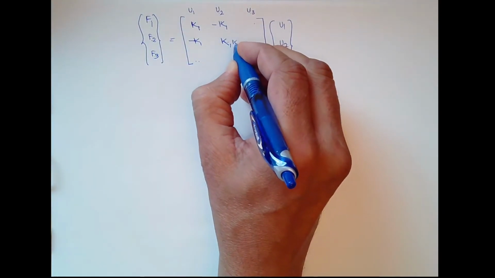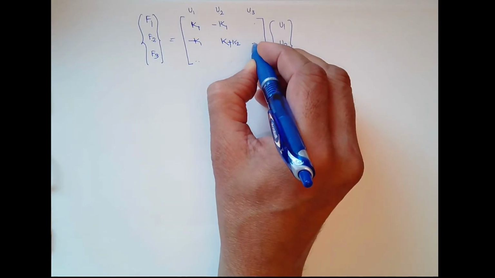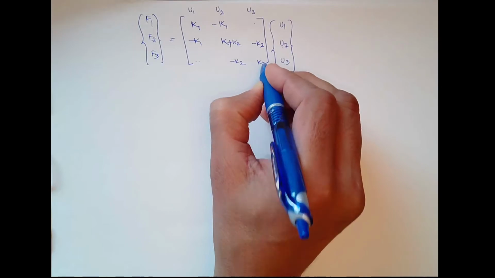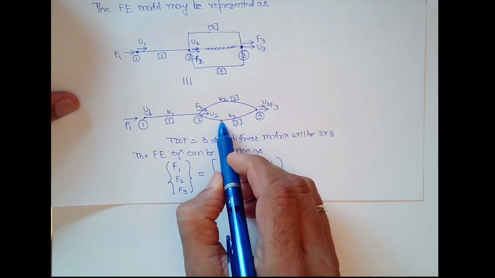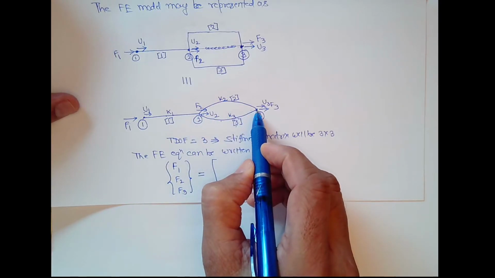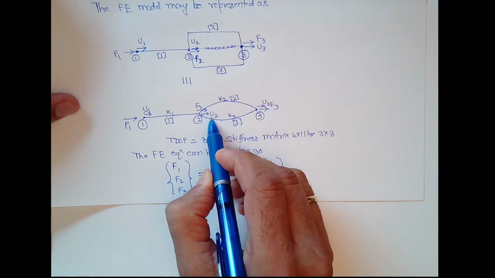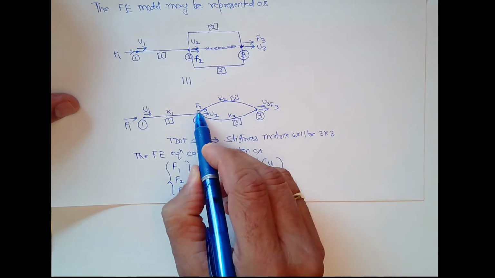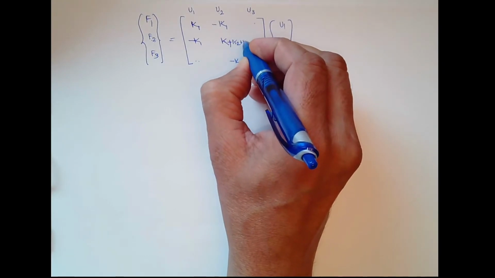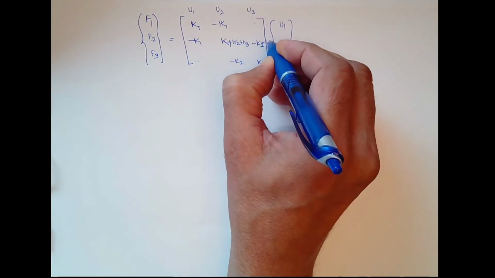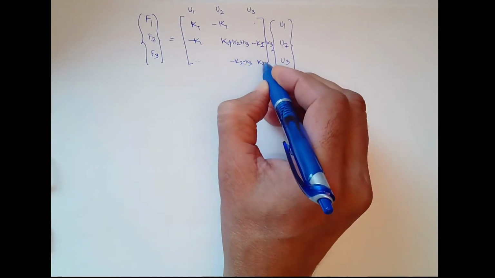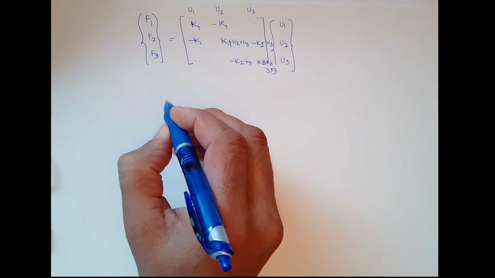So K2, add it, K2 minus K2 minus K2 and plus K2. What about element 3? It will again be connecting between node 2 and node 3, that is connecting between U2 and U3, that is connecting between F2 and F3. So again here it will be K3, it will be minus K3, this will be minus K3, this will be plus K3.